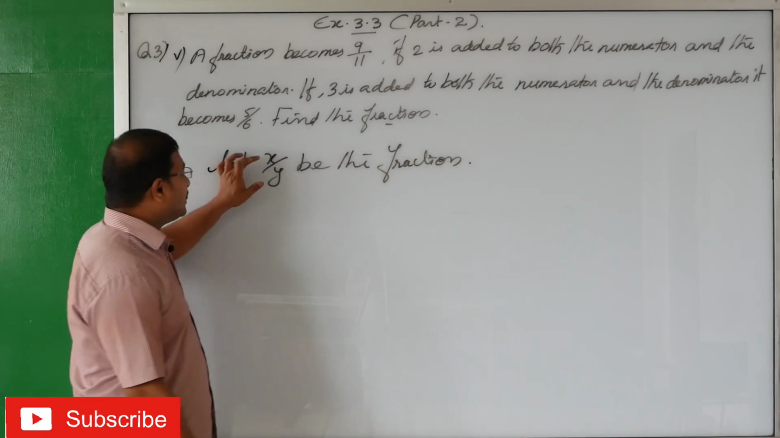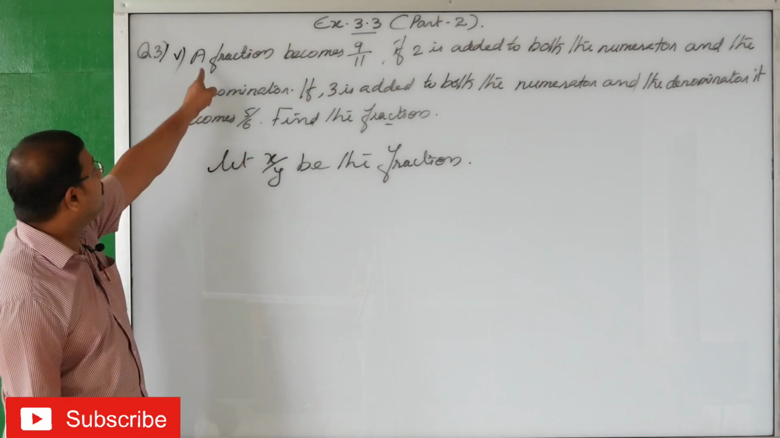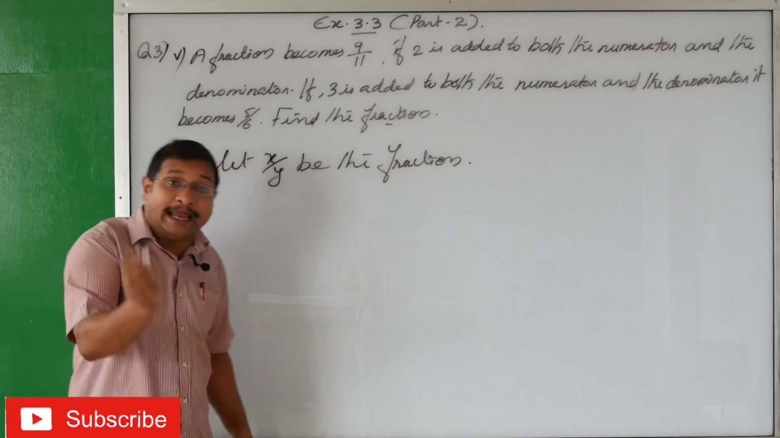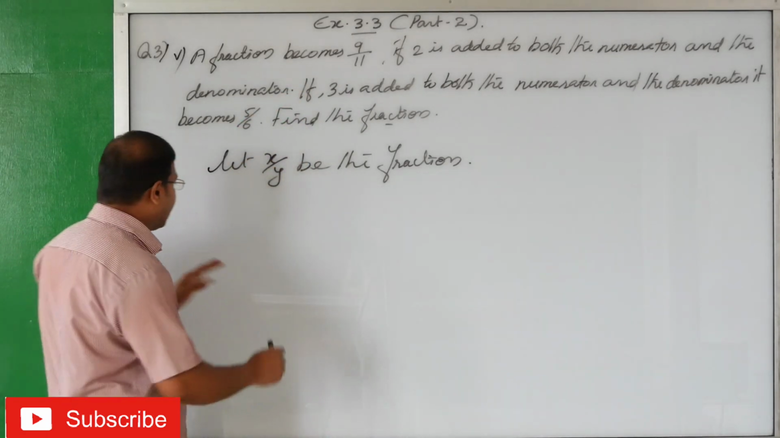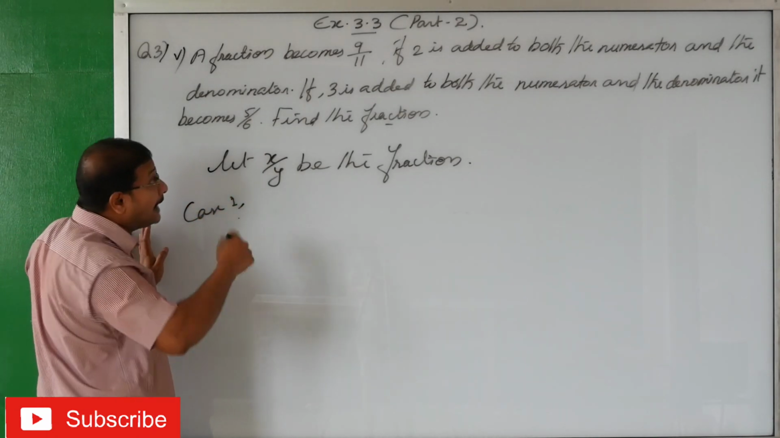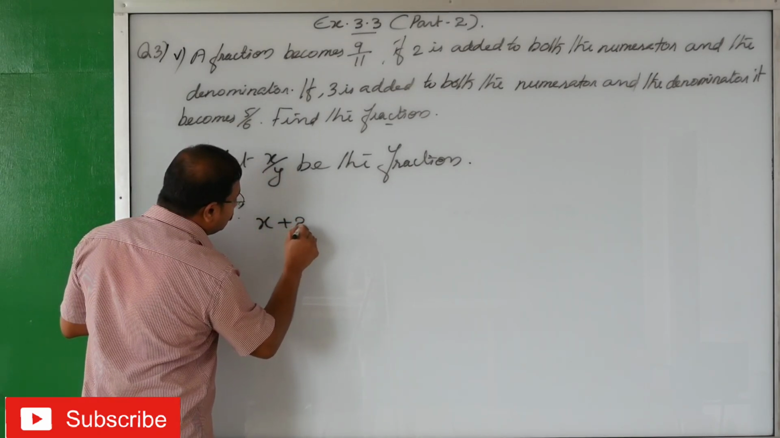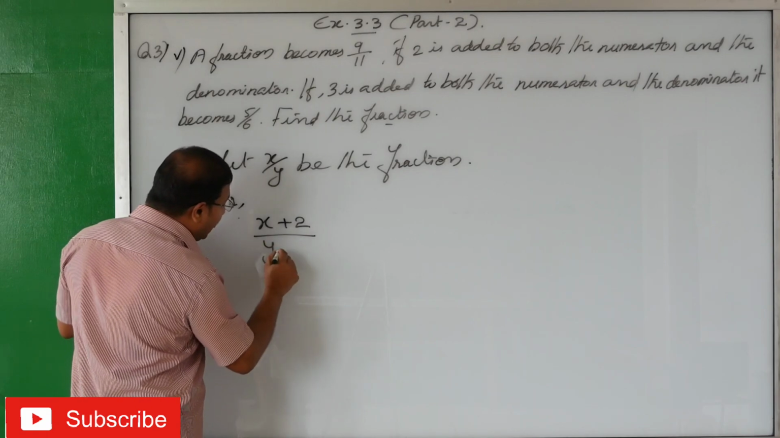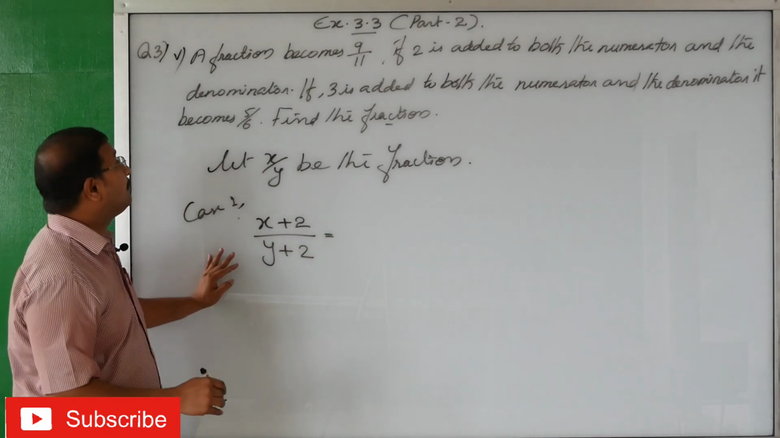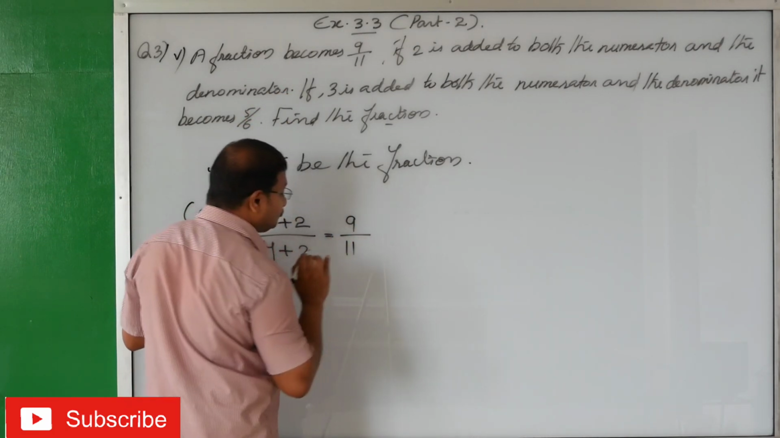That means the numerator is x and the denominator is y. Ready? Now what is given in the question? A fraction becomes 9 by 11 if 2 is added to numerator and denominator. That means case 1. If 2 is added to numerator and denominator, the numerator is x plus 2 and the denominator is y plus 2. If you add 2 to numerator and denominator, what will happen? The fraction becomes 9 by 11.